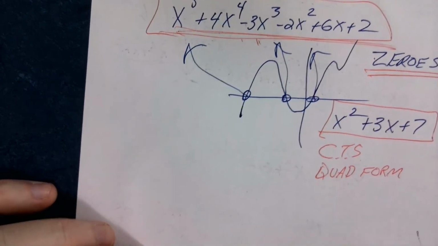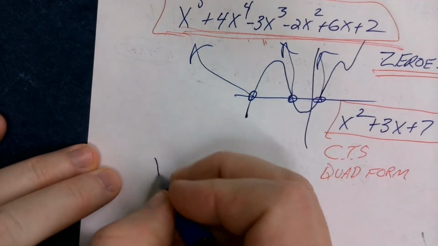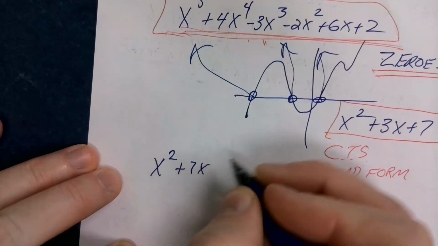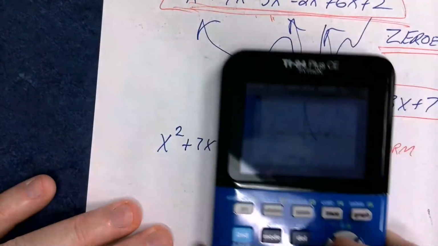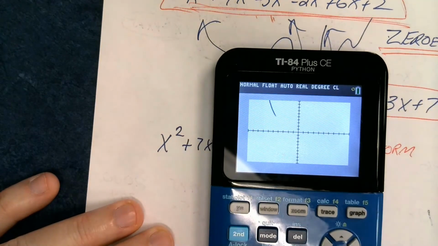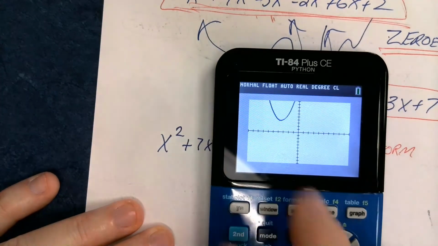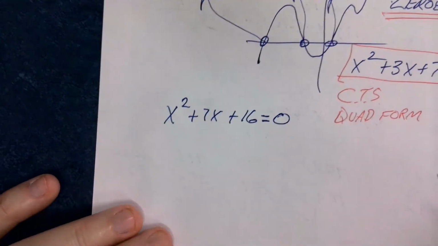Now, I'll take you through one of these right now just in case it's messy and scary for you. Let's say that I got down to x squared plus 7x plus 16. If I go to my y equals and graph it, if it hits the x-axis, then I didn't have those imaginary ones. I hit graph, and oh crud, it doesn't. This has imaginary solutions, so I'm trying to find where it equals 0.